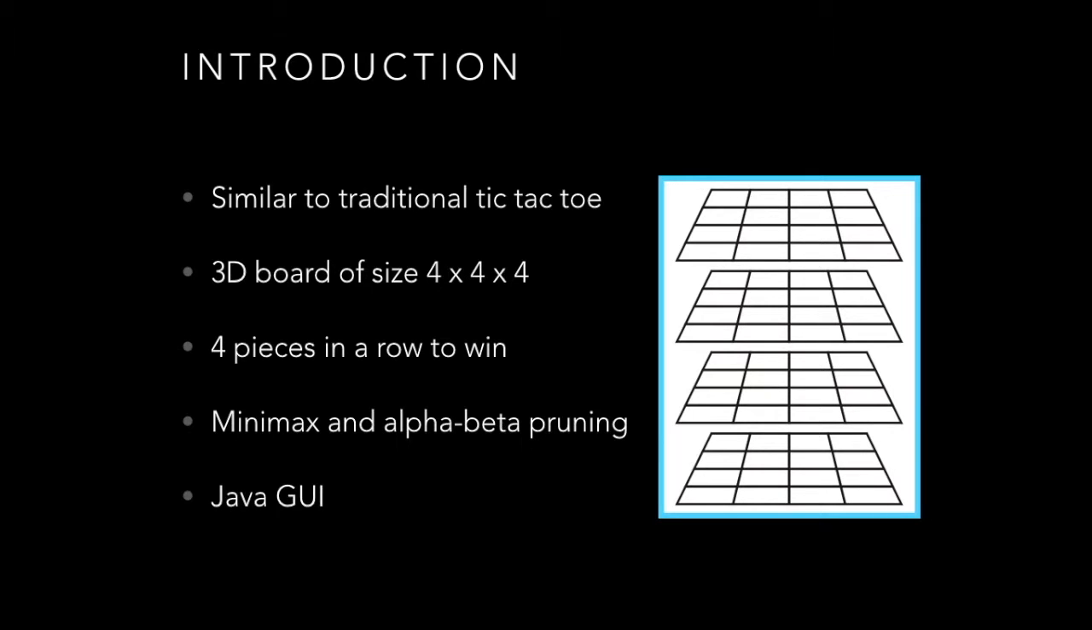For our AI player, we created a game tree that uses minimax and alpha-beta pruning to determine the best move to make. And finally, we made a desktop application using Java, which will be shown in the demo following these slides.